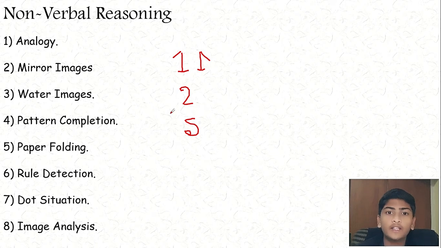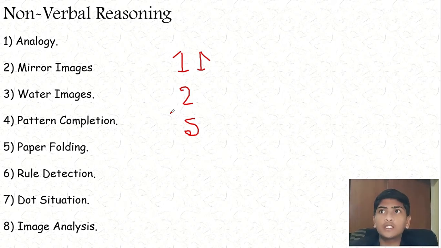Next, pattern completion. They will be given some 3 to 4 images, and we should find the next image. Next, paper folding. We will fold the paper according to some pattern and cut that paper. When the paper is opened, how the paper looks, that we should write. Next, rule detection. They will give some numbers or statements, and you should find what rule it followed.